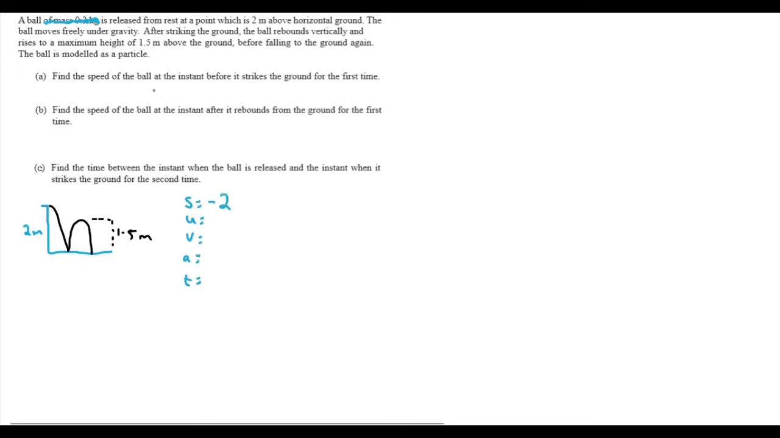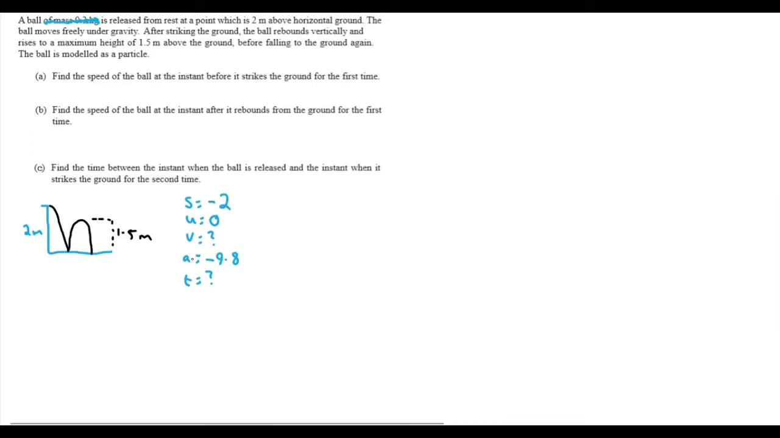The U, because it's released from rest, is going to be 0. V is what we're trying to find, the speed of the ball the instant before it hits the ground, before it loses any energy to the ground and so changes. Acceleration is going to be -9.8 again, because it's gravity, they haven't told us to use anything otherwise, and gravity is going downwards, so it's negative. And we also don't know time.